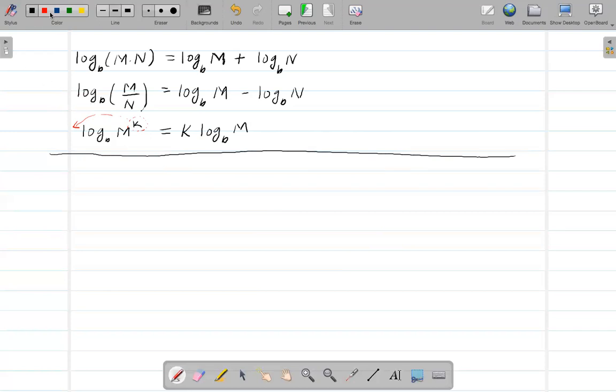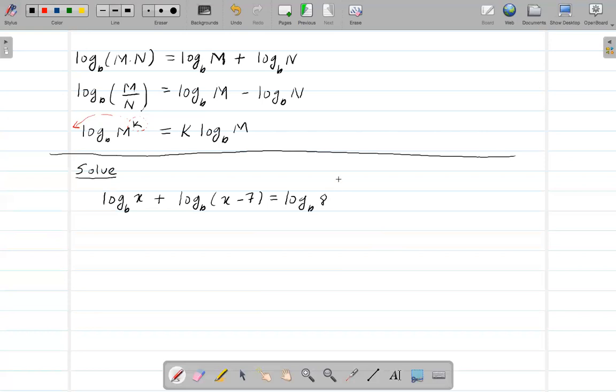All right, so now using these properties, let's solve this equation. Let's say log base b of x plus log base b of x minus 7 is equal to log base b of 8.